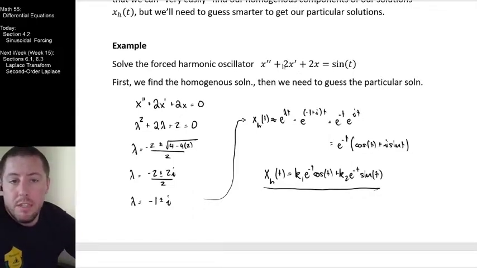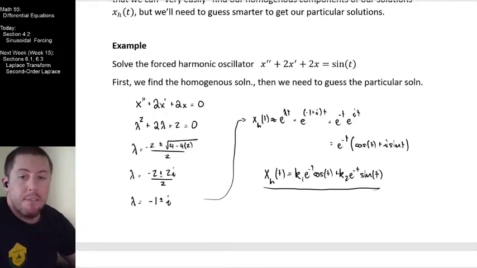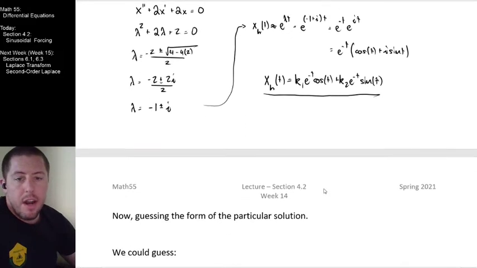What we now need to do is find the particular solution for x that's going to allow this left-hand side of the equation to become sine of t, right? So we've got sort of half of our solution to this forced harmonic oscillator here, but we've definitely got the easier half of the solution.